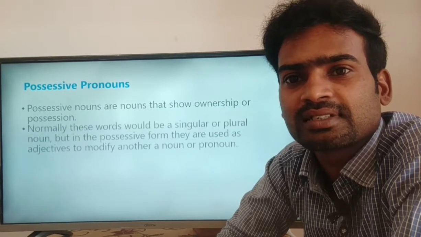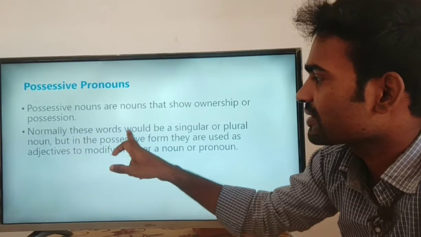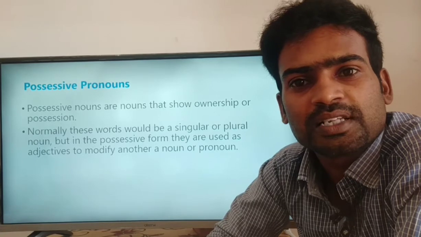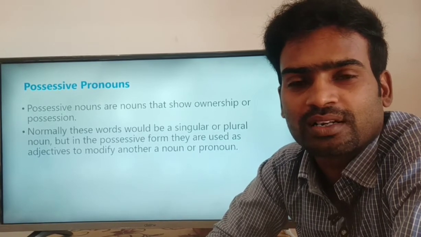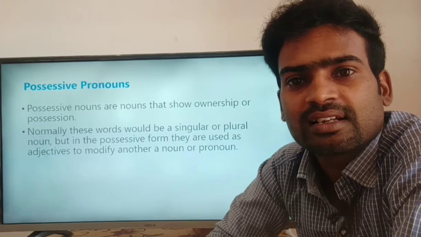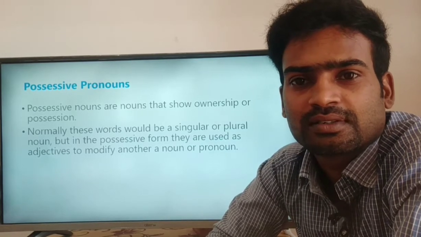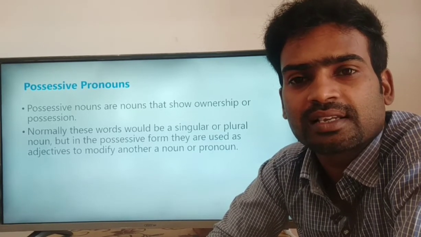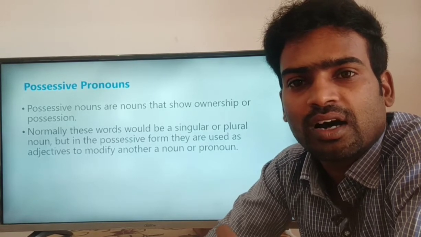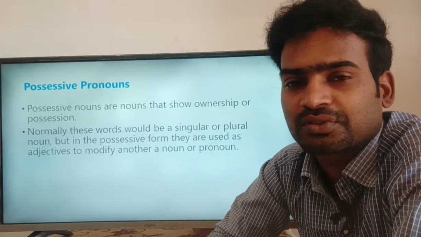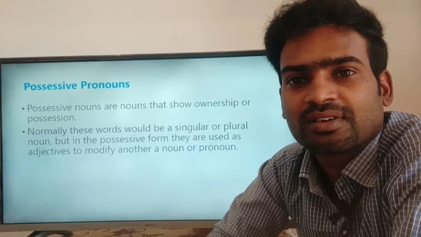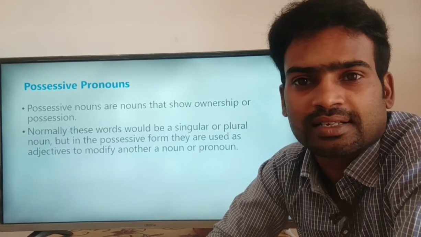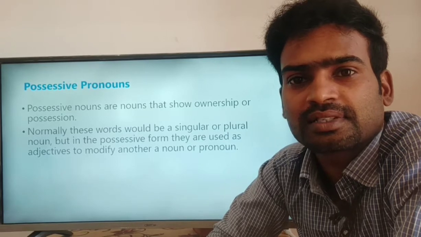And we have the examples here. Normally these words would be singular or plural. A noun could be one of two things, either singular or plural. If it is singular, how do we make it a possessive form, and if it is plural, how do we change it into a possessive form? Simply put, if it is singular, where do we use the apostrophe, and if it is plural, where do we use the apostrophe, and whether we need to add s or not. That's what we are going to see today with some examples.